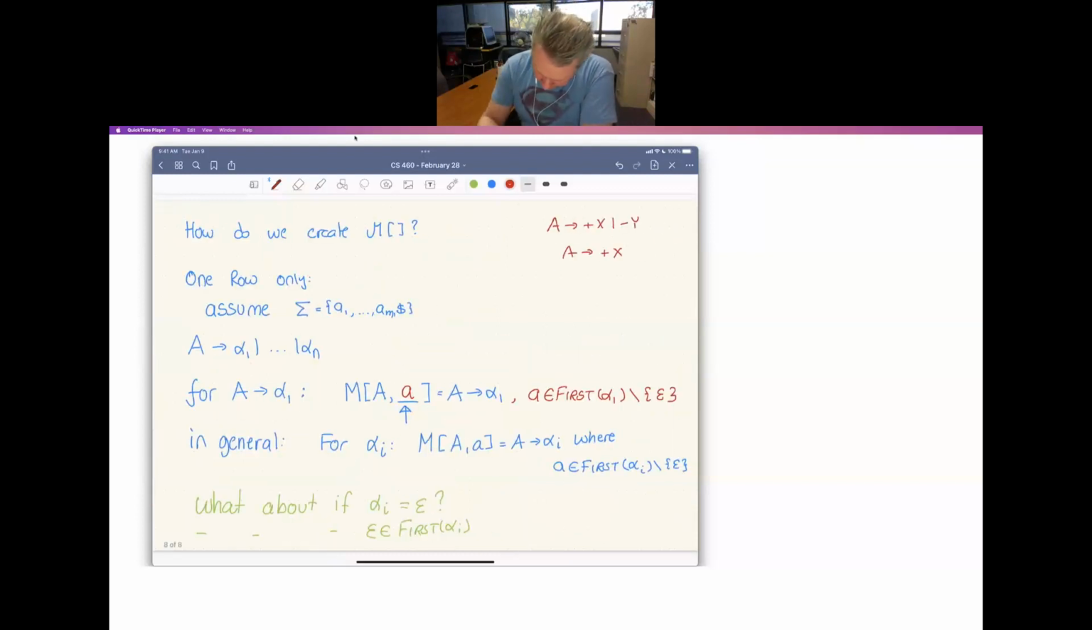So if it is epsilon, then we can say m of, well, it's still A because A is the left hand side. I'm going to use a b here, is A goes to alpha I, which is the same as A goes to epsilon because we assume that those two are the same here, where b is in the follow of the left hand side.